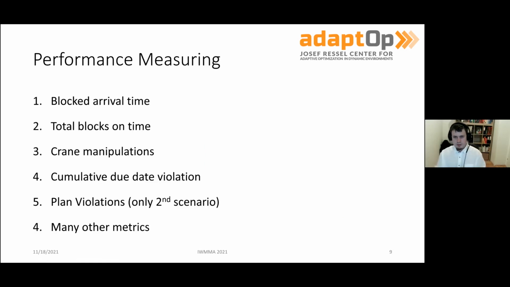And you do not want to block the arrival stack, because then processes that create these blocks, like let's say a casting oven, you will need to stop those, and then a lot of people will be very, very angry with you. Second criteria you could possibly imagine would be the number of total blocks delivered on time. In the interest of energy savings, you will probably want to minimize either the number of crane moves or the distance that the cranes need to travel. Of course, you want to minimize your due date violations.